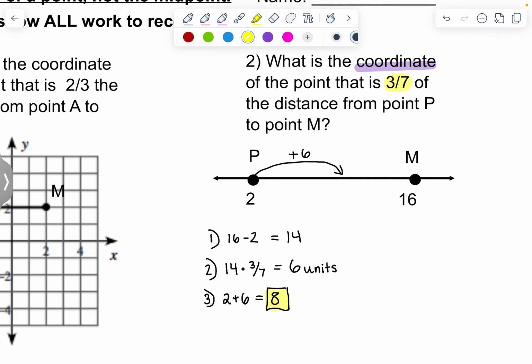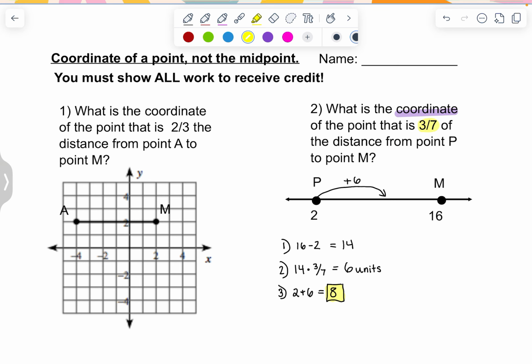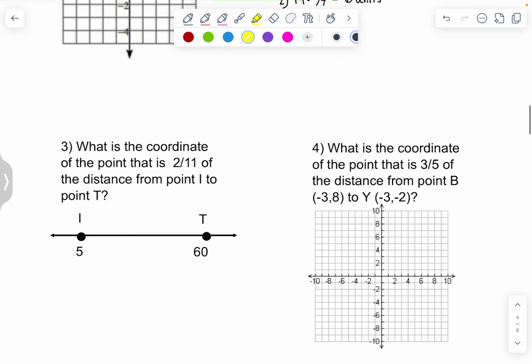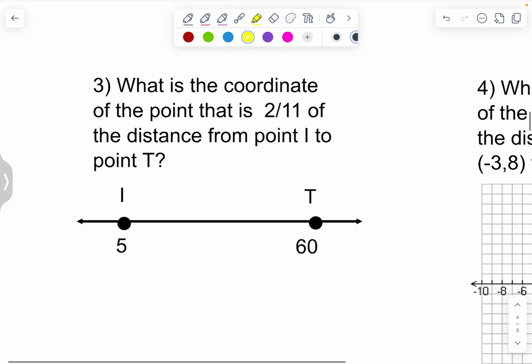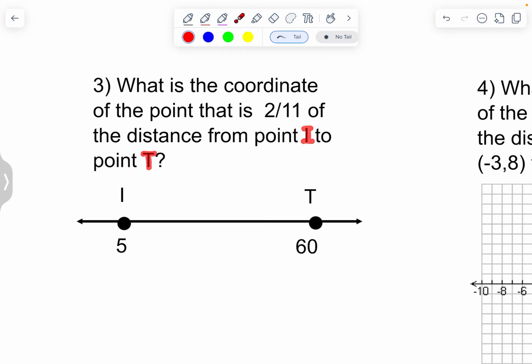All right, let's do the next number line problem and see if we can remember our steps. Notice I didn't write the steps down. I'll come do that as our last thing before we move on to the coordinate plane. So here, number 3, it says, what is the coordinate of the point that is 2/11ths of the distance from point I to point T? First step, we're going to find the total distance. What is 60 minus 5? Well, 60 minus 5 is 55. So step 1, total distance.